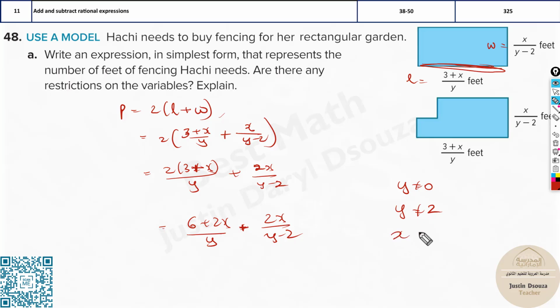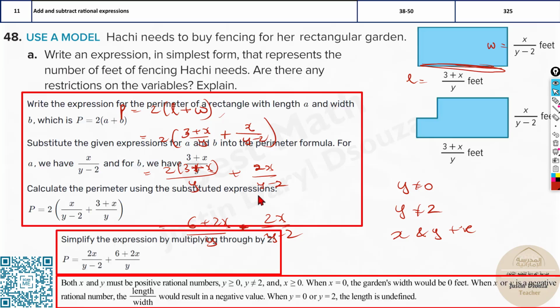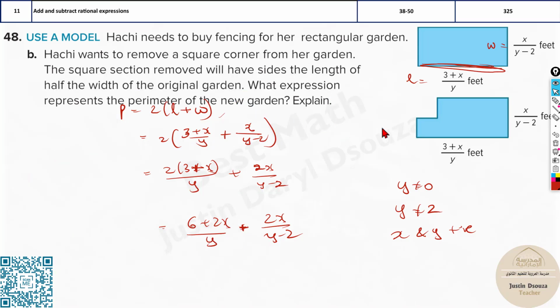And one more thing is x and y must be positive. Why? Because then we are dealing with length. It can't be negative, right? You can't have negative values. So this is the answer, and these are a few of the conditions. You don't need to write all that, just mention this, it's more than enough. And this is also a choice problem, so you will have options, you just have to select the correct answer.